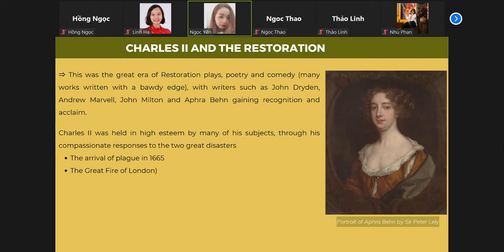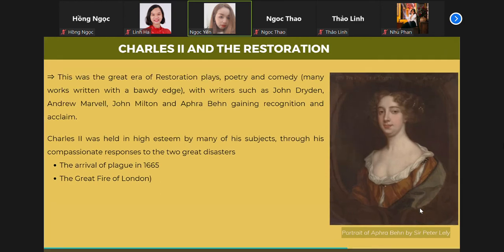Here on the right, you can see the portrait of Aphra Behn. She is the first woman who could earn a living by writing, thanks to Charles' development and movement in the culture.